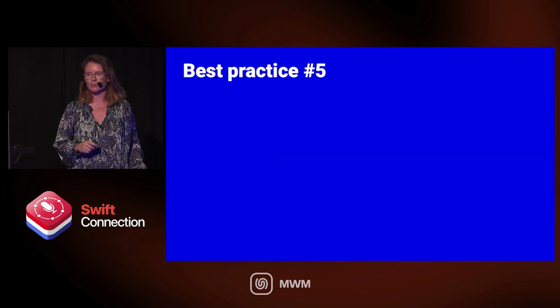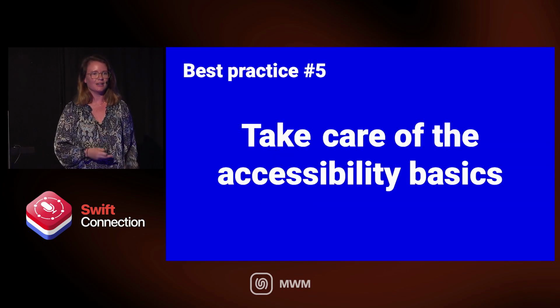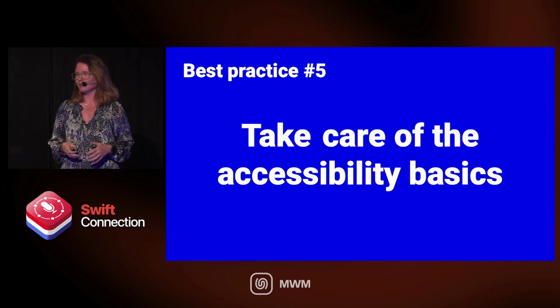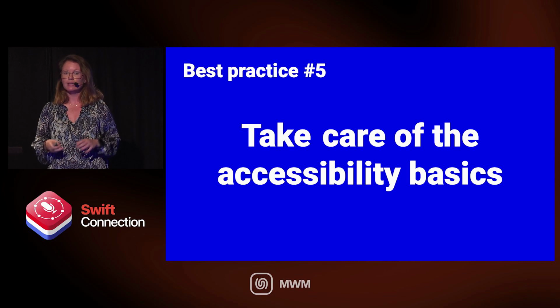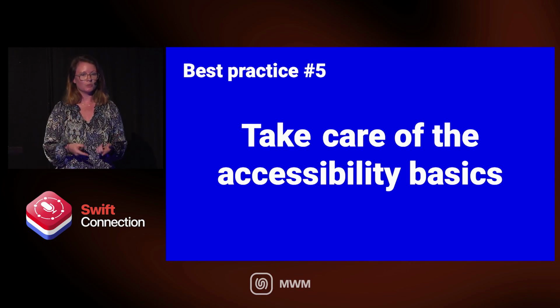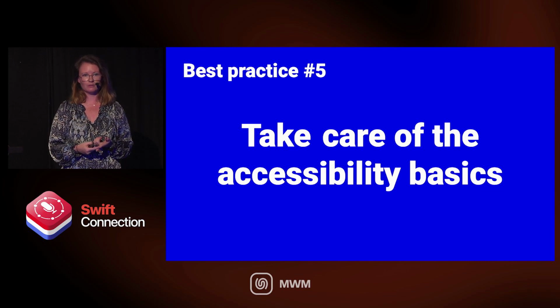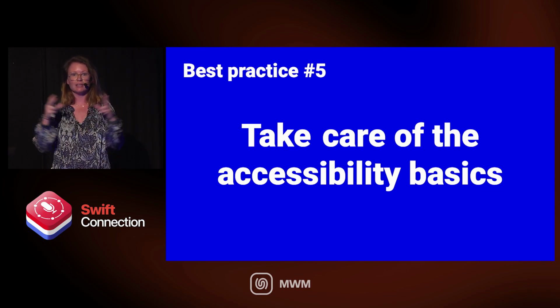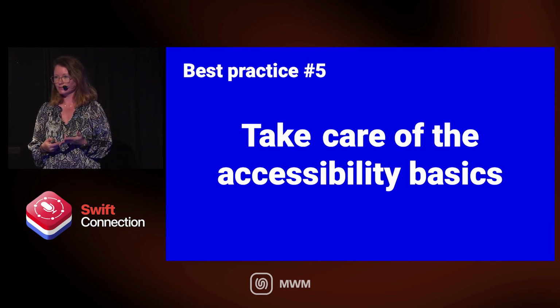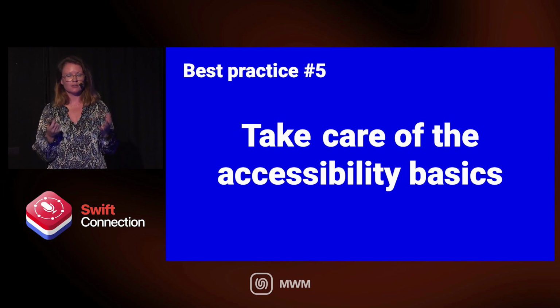And that brings me to best practice number 5. Take care of your accessibility basics. Everything that you already have on your accessibility checklist can be applied to your map view. So this means making sure you support portrait and landscape mode, making sure your text can get bigger with dynamic type, making sure you meet the minimum contrast ratios with your colors, and making sure that the touch targets are big enough as well.